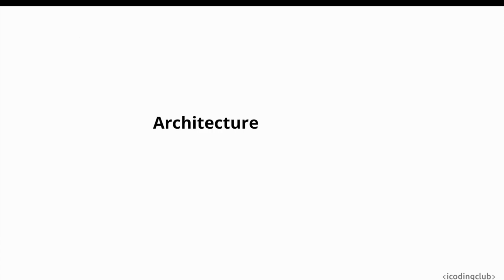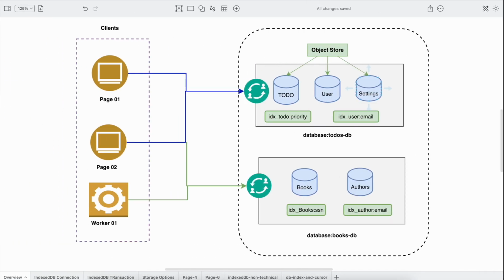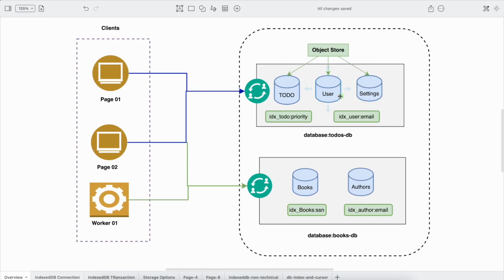So let's start with the architecture, like how it actually works. IndexedDB in the browser lets you create multiple databases. Those are separate segregations of data. You can think of them like containers which don't talk to each other. They are totally separate. So you can have a database for to-dos, todosDB, and in the same origin on the same browser, you can have another database called booksDB, which holds the books.